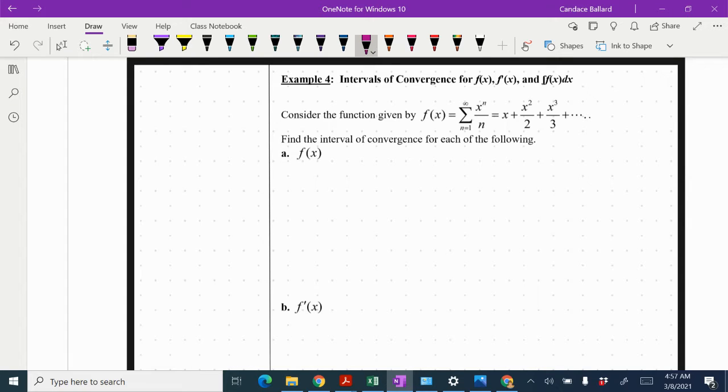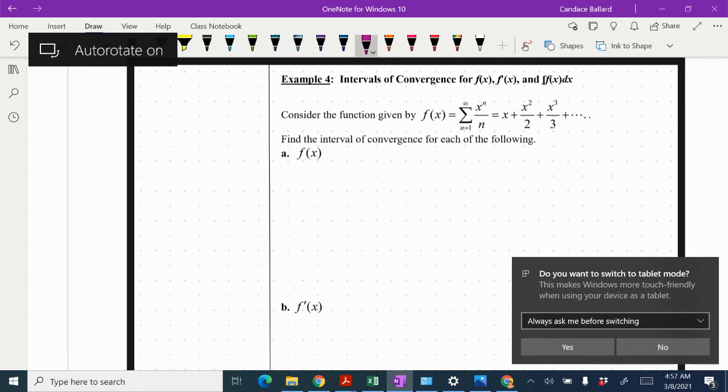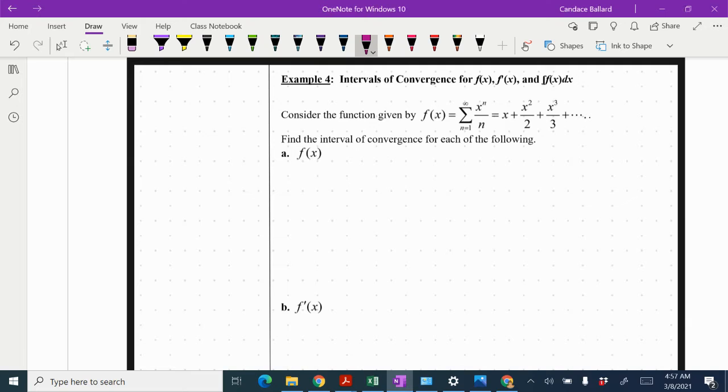In this video, we're going to continue topic 10.13. We're going to be looking at example 4a. We're going to talk about the interval of convergence, and we're looking at these for the function, the derivative, and the integral once we get through this entire example 4. So I'm going to just start with the original function.